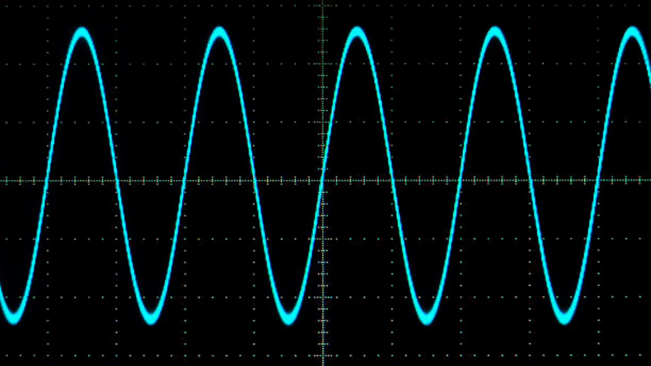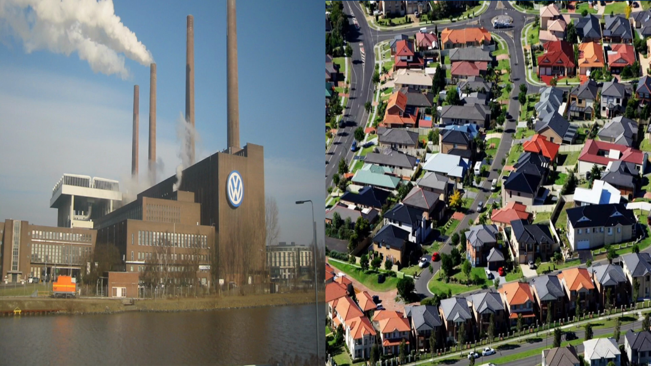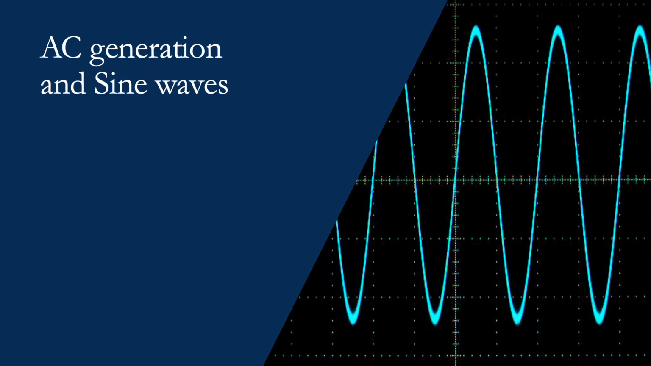An AC waveform is a type of signal that oscillates between two levels in a set time sequence. The most common alternating waveform is the sine wave, which is essential in understanding alternating current. AC is widely used in electrical power systems that form the basis of how energy is delivered to homes and industries. AC generation and sine waves.